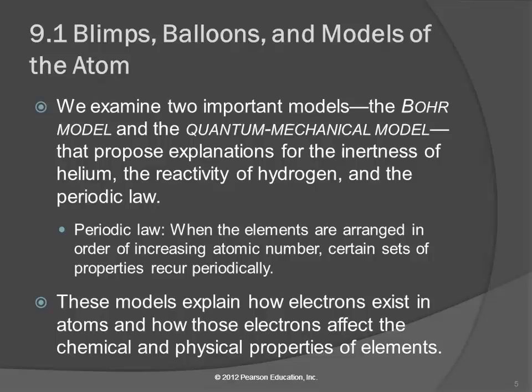So we're going to look at two important models, the Bohr model and the quantum mechanical model. And these are going to explain, again, reactivity and inertness. And they're also going to help us to understand the periodic law, which we talked about back in Chapter 4, which states that when the elements are arranged in order of increasing atomic number, certain sets of properties recur periodically. So the models are going to help us understand how the electrons exist in the atoms and how that affects the properties of the different elements.